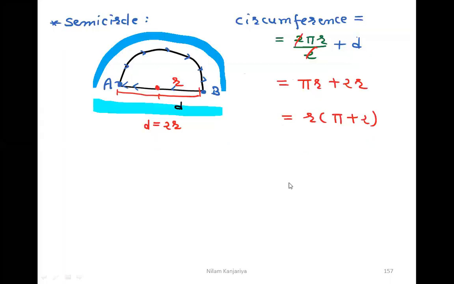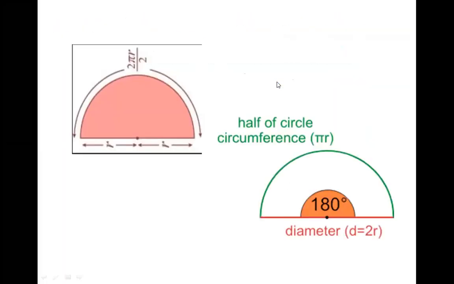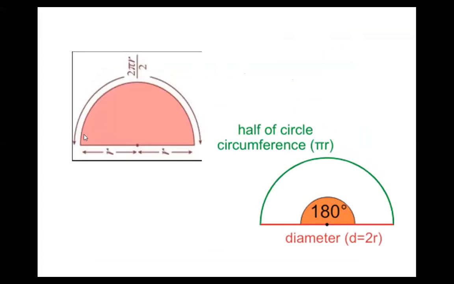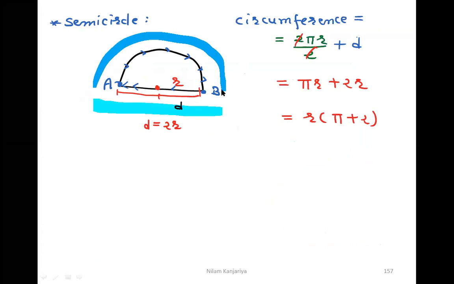Because sometimes students, what are they doing? They just take the half of the circle's circumference as the circumference of the semicircle. No, but it's not the right thing. Half is right, but this total distance, don't forget. A to A gives you the total circumference of the semicircle.